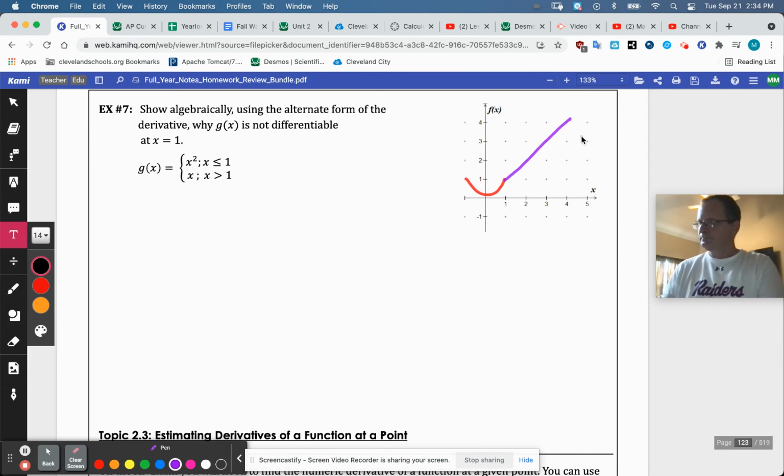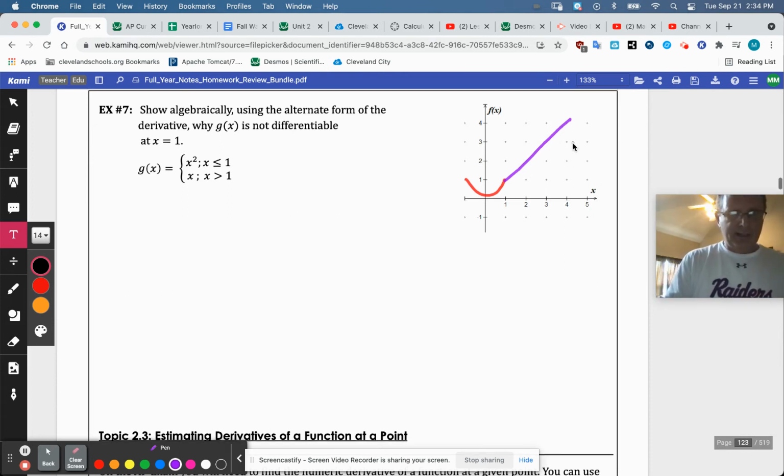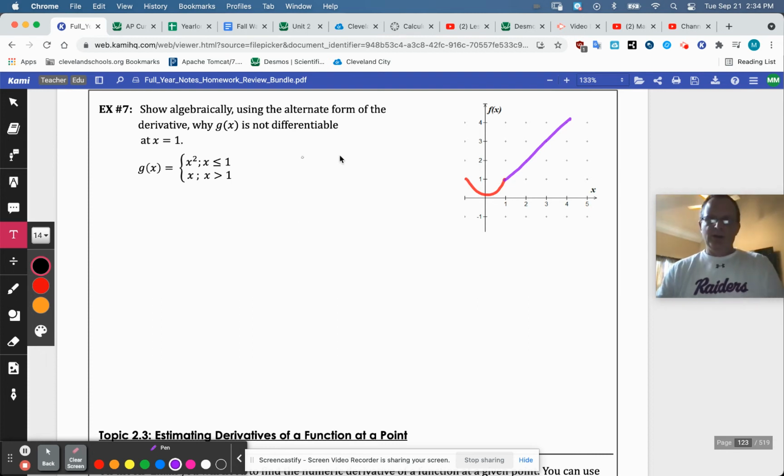So let's try using the alternate form of the derivative then to show that those two slopes, the slope coming from the left, is not equal to the slope coming from the right. And if that's the case, that explains the cusp and therefore why it's not differentiable. All right. So here we go.